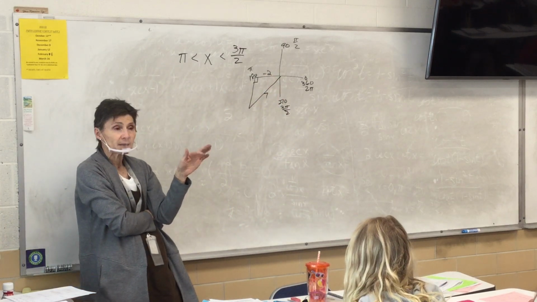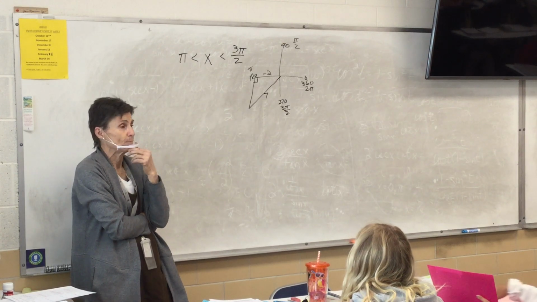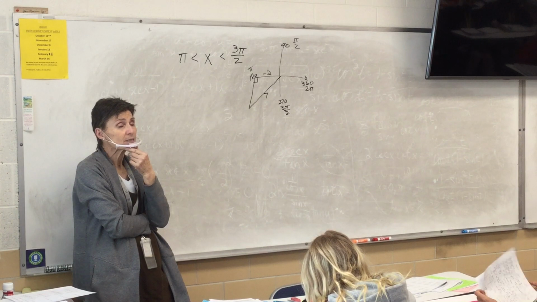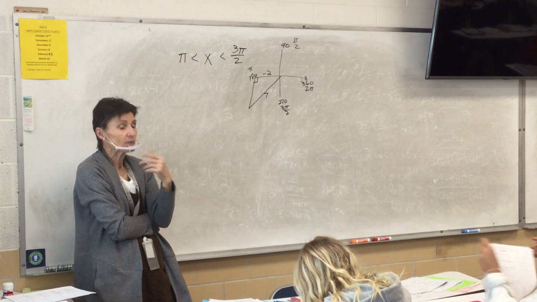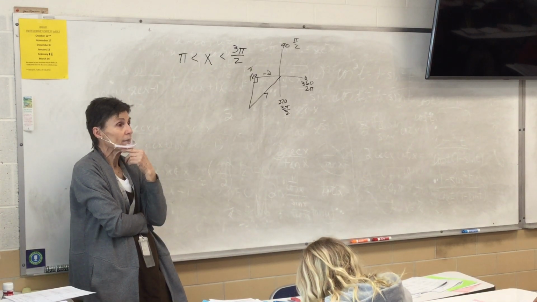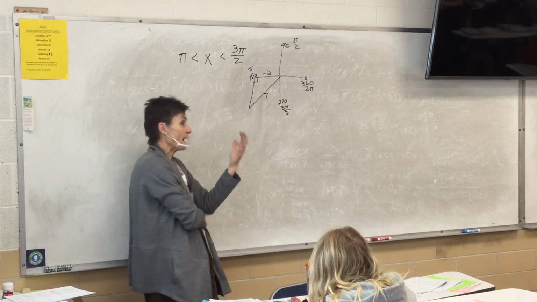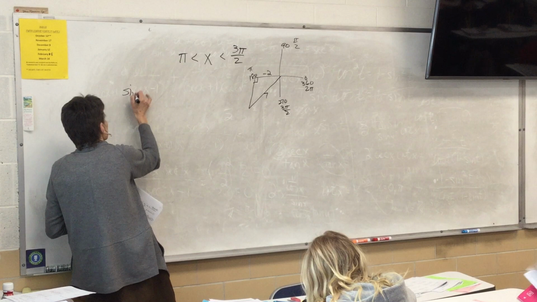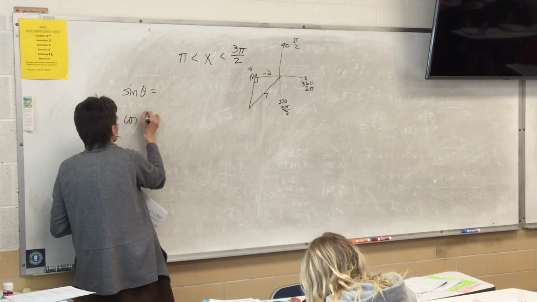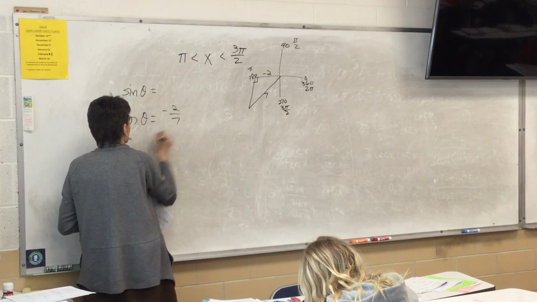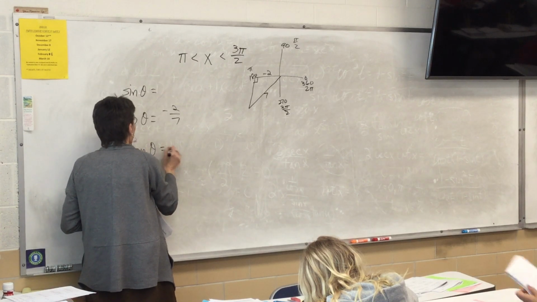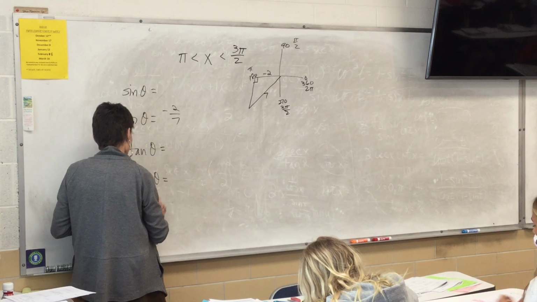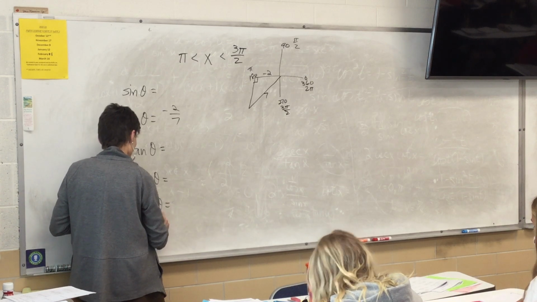Why did I put the -2 and the 7 where I put them? Because cosine is adjacent over hypotenuse, right? So what am I going to do now? I have to find all the rest of them. So what will I do? You need to find the opposite. I need to find the other side, and I will do that using the Pythagorean Theorem.